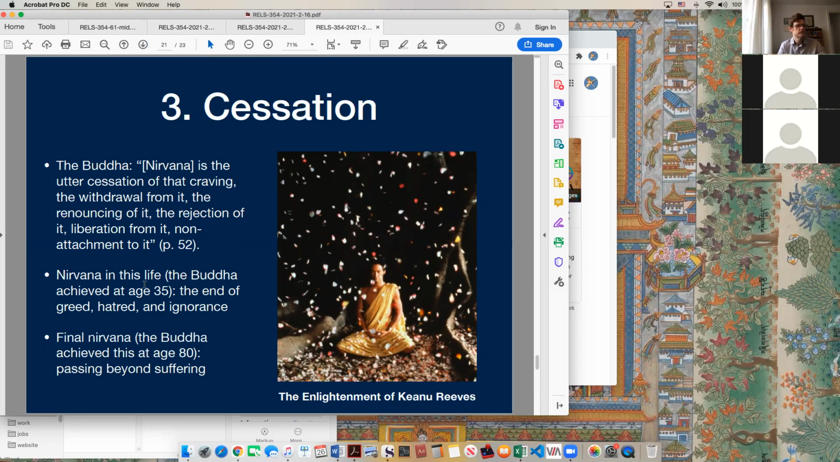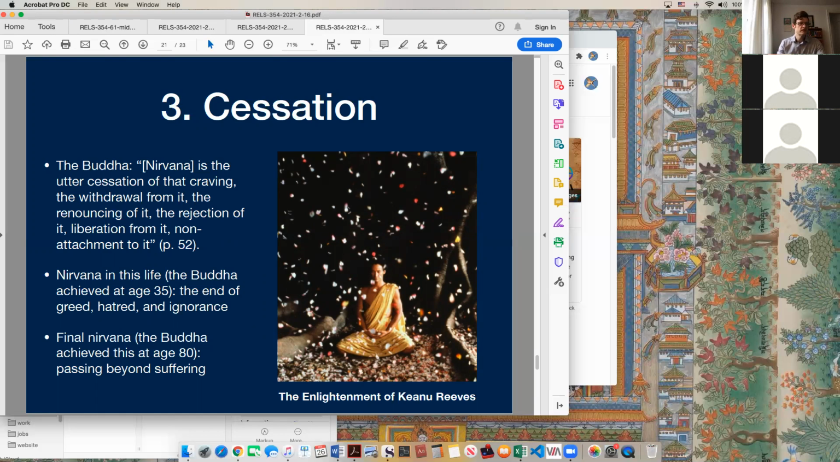We might have gone through this a little quickly, but there's nirvana in this life, right? Enlightenment in this life, which the Buddha achieved as a young man. Here he is, Keanu Reeves. And then there's final nirvana, final enlightenment, which he achieved at the age of 80. This final enlightenment is passing away. It's when the Buddha dies, and what's final about it is he doesn't come back. There's the sense that he is then really gone.